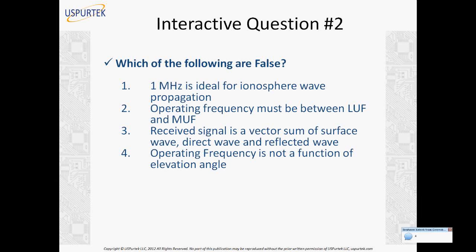Well, one of you has given another correct answer, 1 megahertz. Very good. Because if you remember, ionosphere propagation is between 3 and 30 megahertz. So 1 megahertz is not ideal for ionosphere wave propagation.